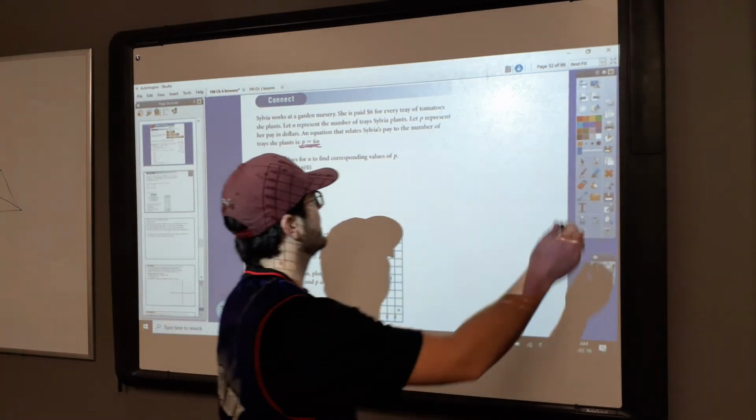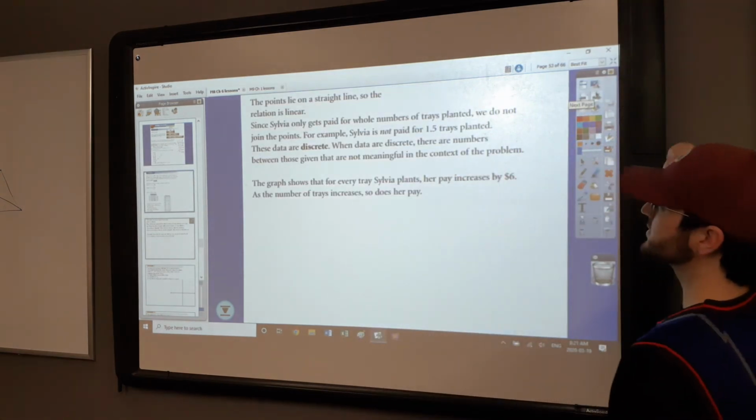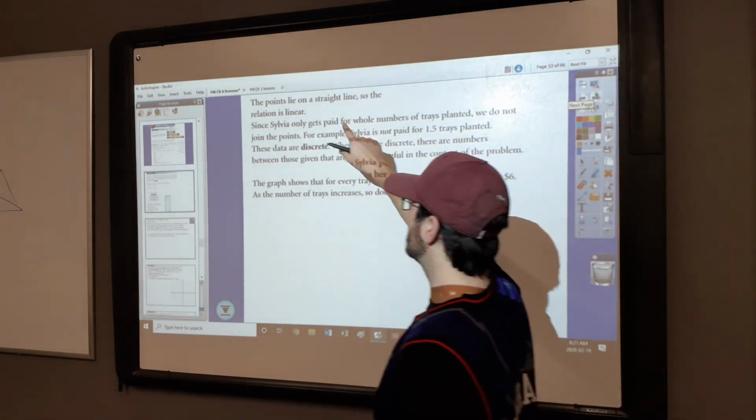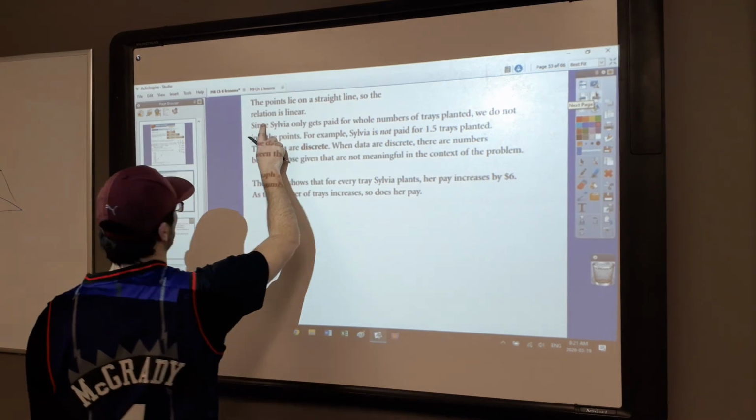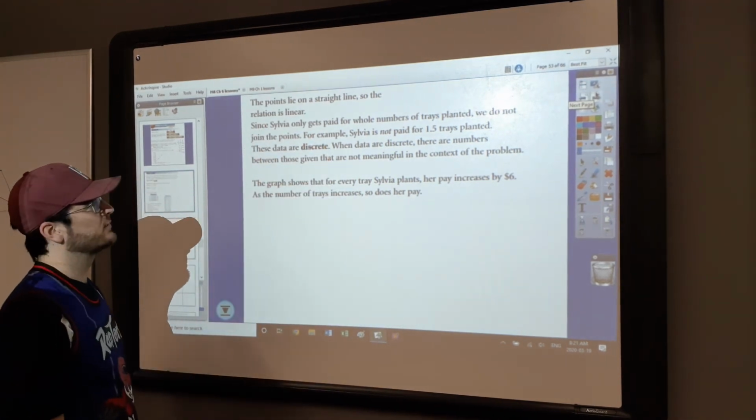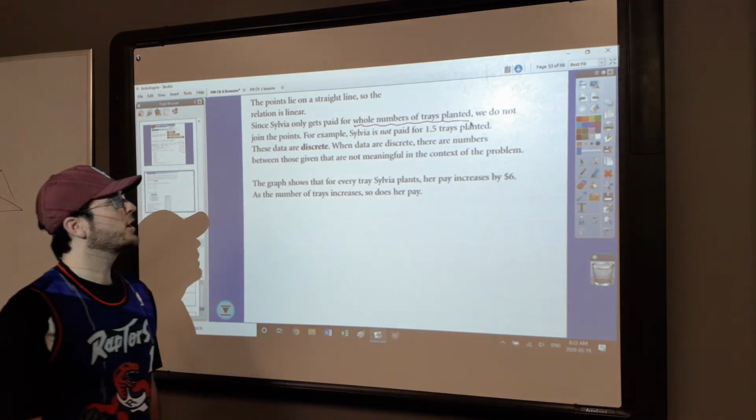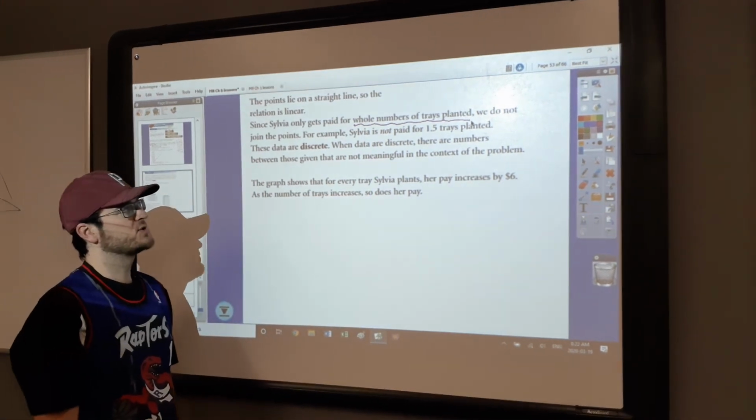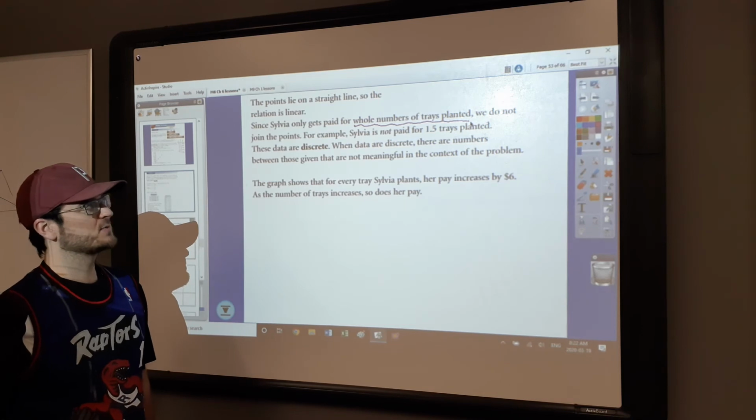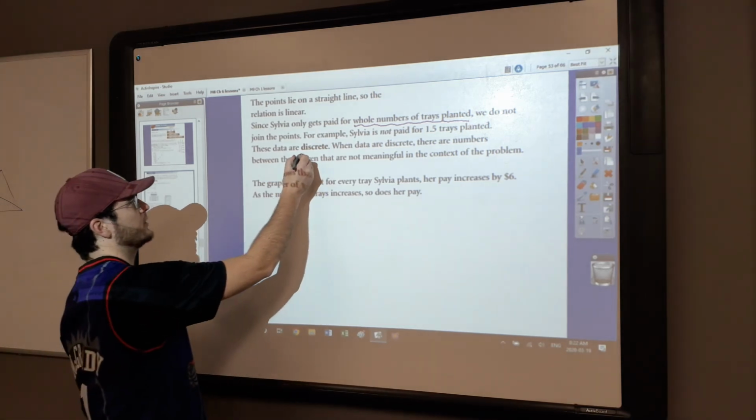Okay, this is where we'll talk about discrete, right? So the points lie on a straight line on the previous graph. Since Sylvia only gets paid for whole numbers of trays planted, we do not join the points. For example, Sylvia is not paid for 1.5 trays planted. These data are called discrete.